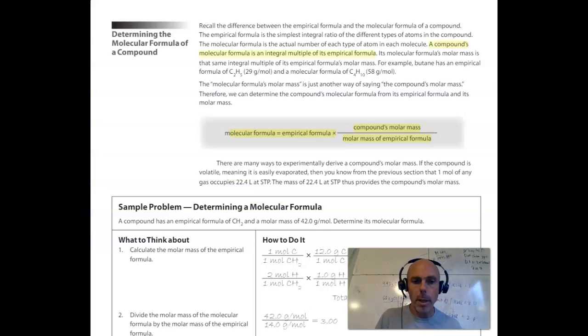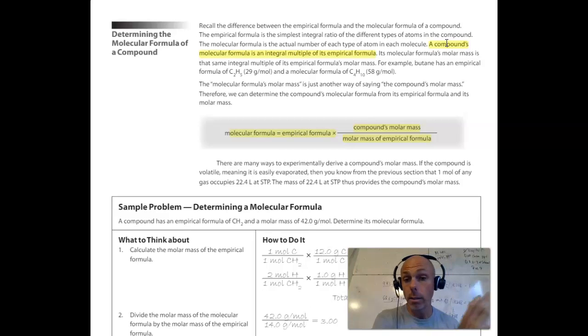So I've flipped my page, 148 of the ebook, 140 of the textbook, and we'll go up to this statement here. A compound's molecular formula, and that's what we're about to do, is to figure out how to solve for or determine the molecular formula of a compound, is an integral multiple of its empirical formula.